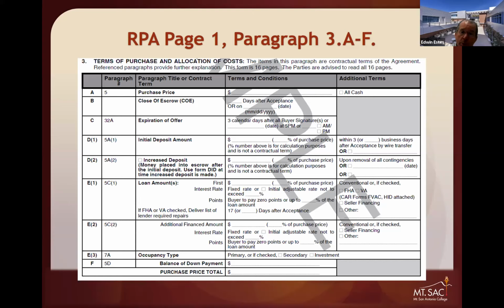Now, when you put that deposit amount in under paragraph 3D1, the contract will already state what percentage of the purchase price that deposit is. So you'll know if you're over 3% or under 3%.